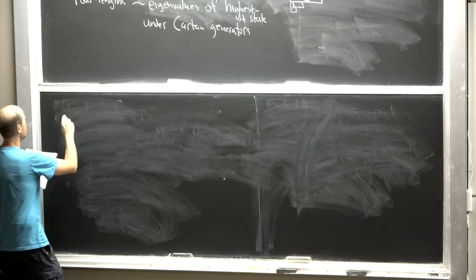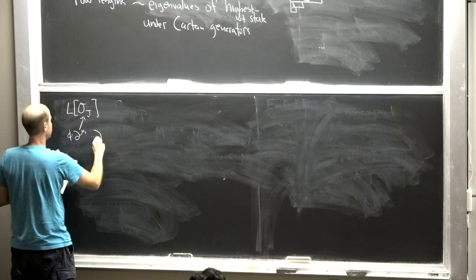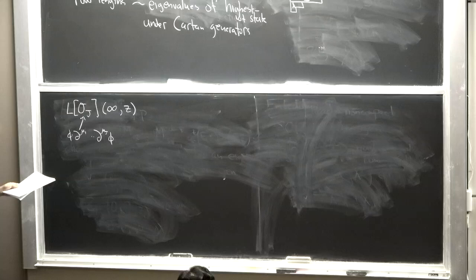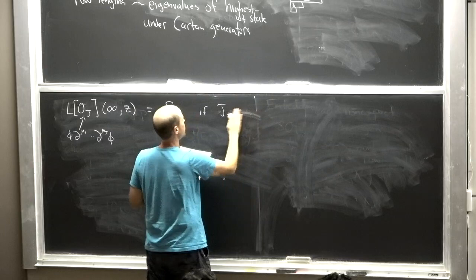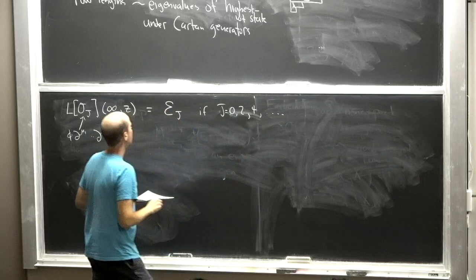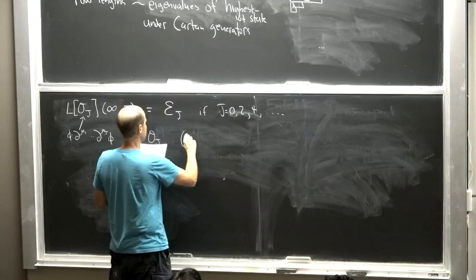So let's consider the light transform of O_J, where O_J is this spin J higher spin current in the free theory. And let's stick it at infinity with some z. So this is equal to E_J if J is an even integer, if J equals 2, 4, and so on. Sorry, I guess it could start at 0. So let's compute its quantum numbers in this case. The operator O_J has dimension and spin, which are just J plus d minus 2 and J.